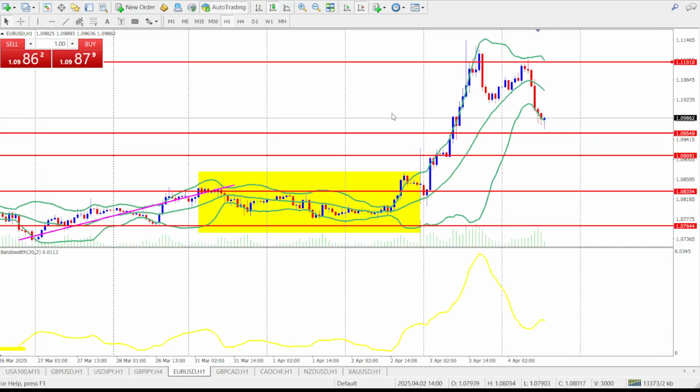In conclusion, the Bollinger Bandwidth Indicator is an incredibly useful tool for understanding market volatility. While it doesn't directly tell you the direction of the market, it can help you anticipate when significant price moves are likely to occur. So whether you are a scalper, a swing trader, or a beginner just getting started with technical analysis, this tool can be a valuable part of your trading strategy.